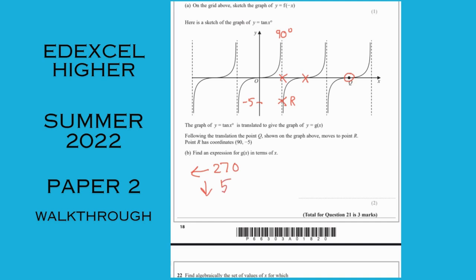down 5. So when you've got the graph of tan x, the down 5 is the easy bit. You stick a minus 5 on the end of any equation, and that moves it down 5. How do you move something left? You replace it with plus. I always say horizontally, it's the opposite way around to what you'd expect. So 1 mark for x plus 270, 1 mark for down 5.